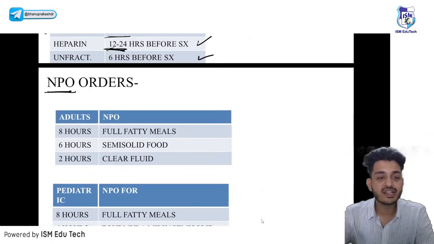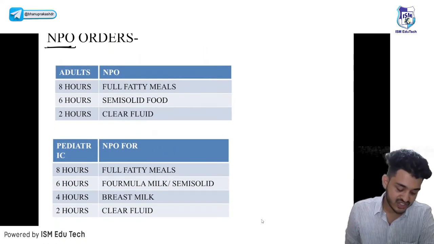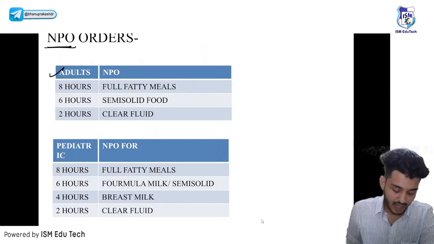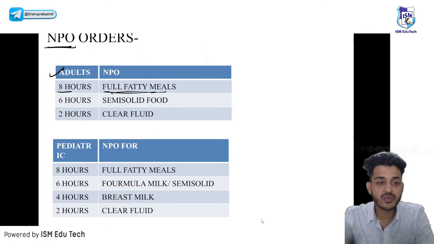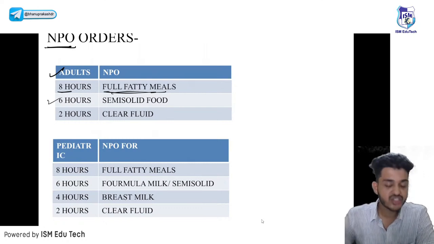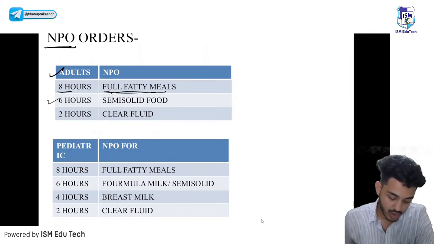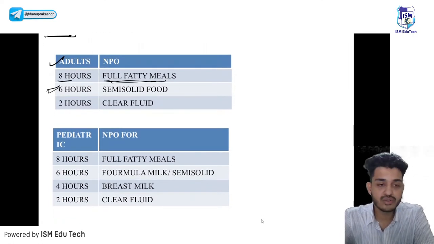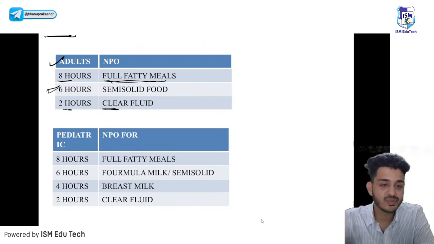What I will tell the patient is to come on an empty stomach before the surgery. Okay, if the patient is an adult male, I will tell them to take full fatty meals 8 hours before the surgery. Okay, yani raat ko khana khake sona hai if next day is coming to surgery. Okay, second thing is your semi-solid food like dalia or mashed something like fruits. Okay, that will be 6 hours prior to surgery, and the patient can take clear fluid like 2 hours before the surgery.